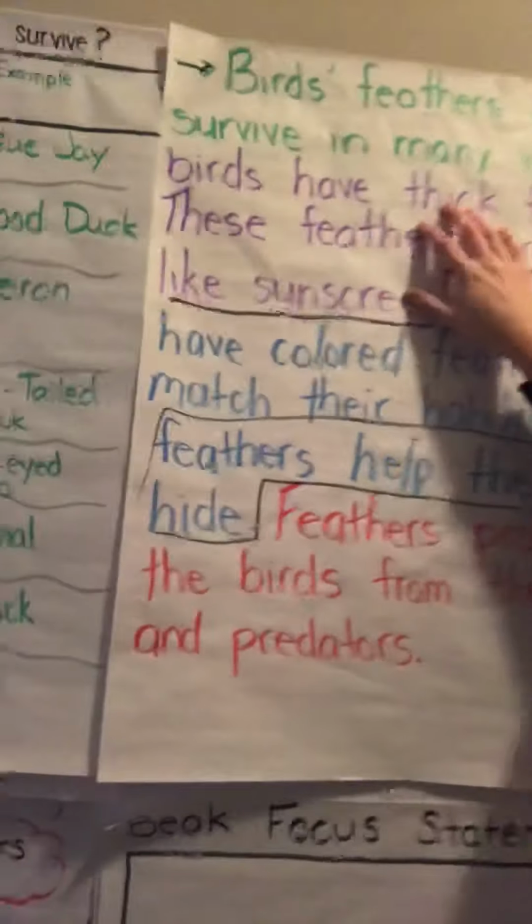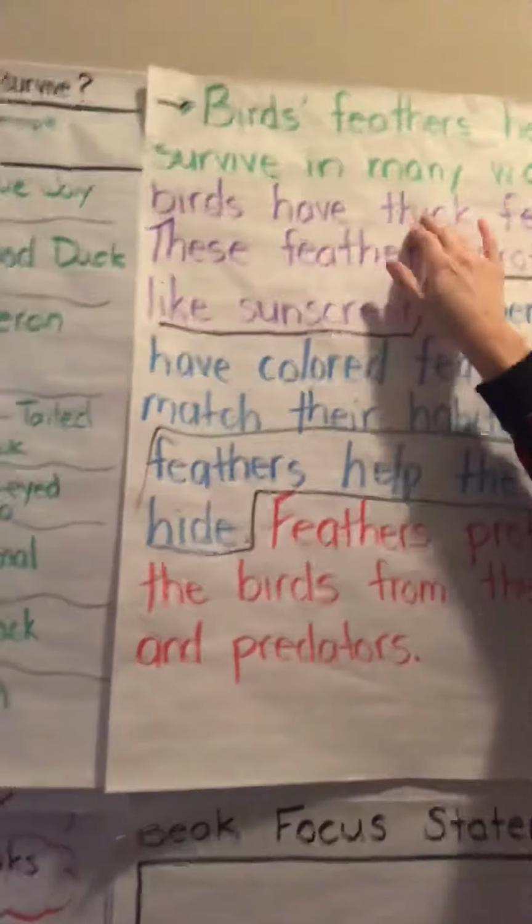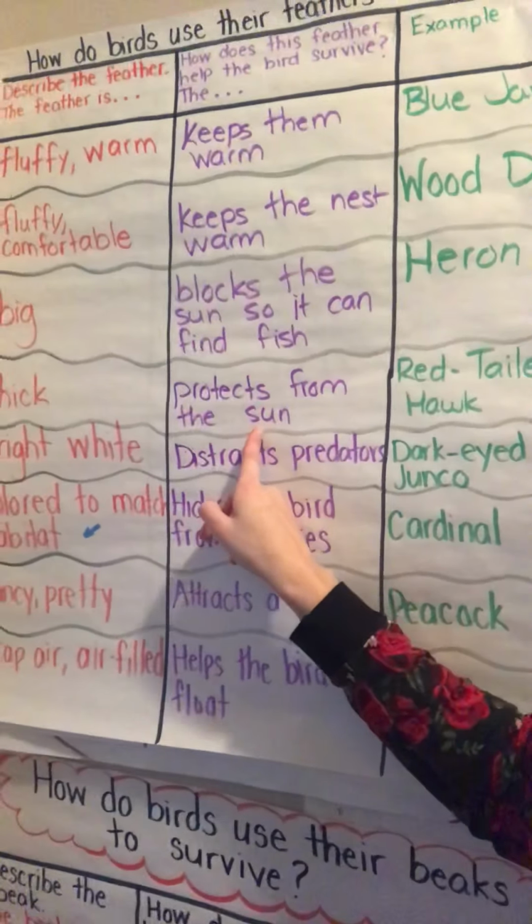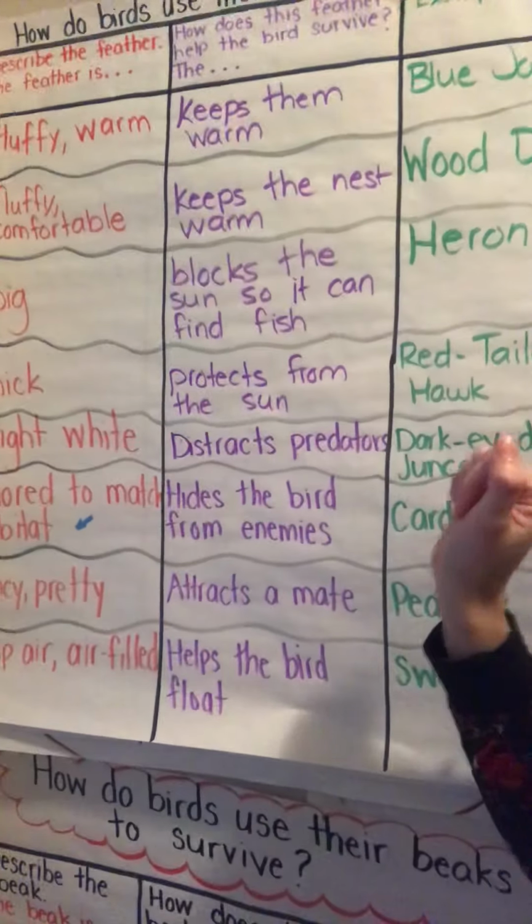Then for the second part of our detail, we have to explain what that beak is being used for. For our second part of our detail about feathers, we said that it has thick feathers. But if I say thick feathers, does that explain how it helps the bird survive? No, it's just describing the type of feathers. So now we have to look at our chart to say, how do thick feathers help birds survive? So I'm jumping right next to it, and it says protects from the sun. So that's how those feathers help them survive.